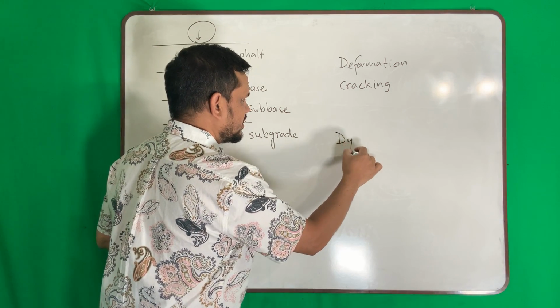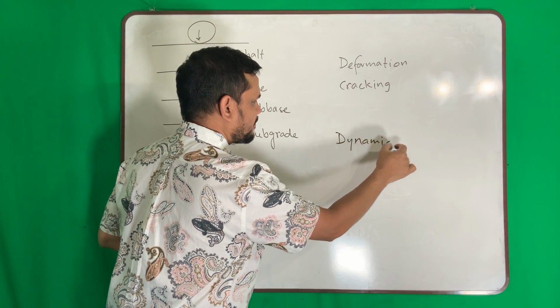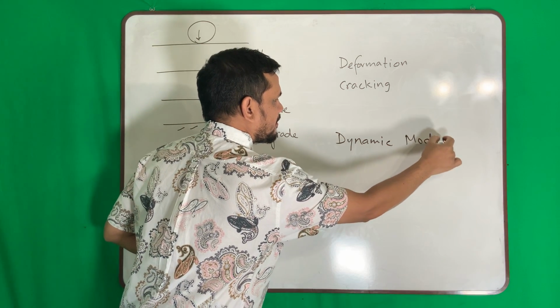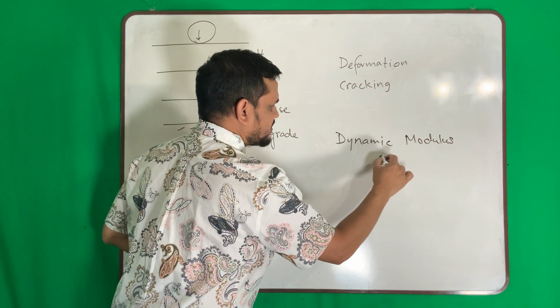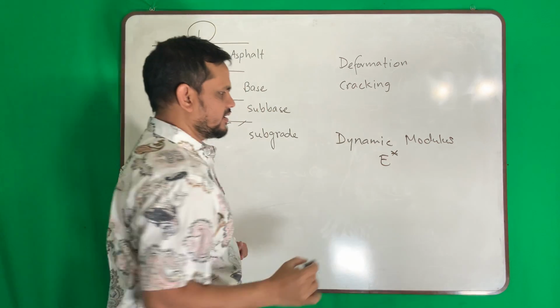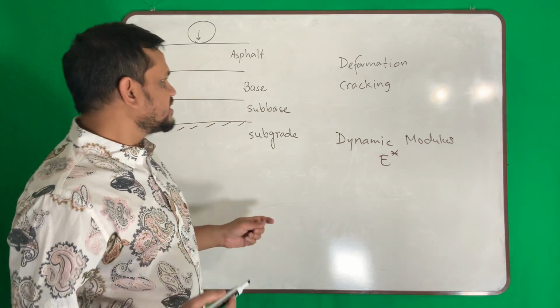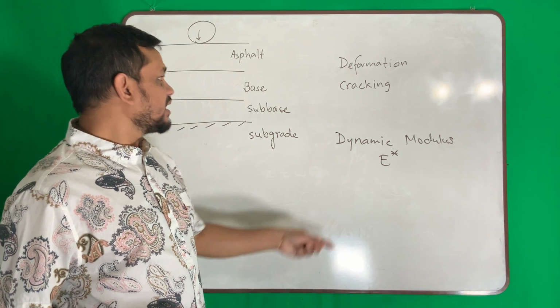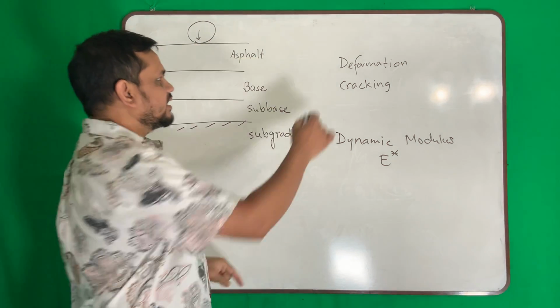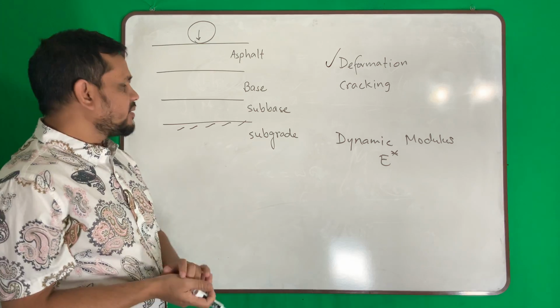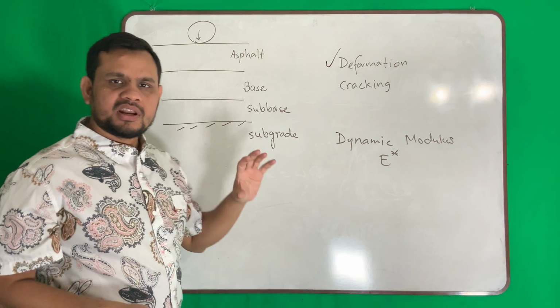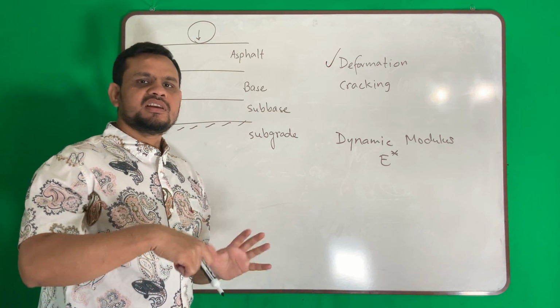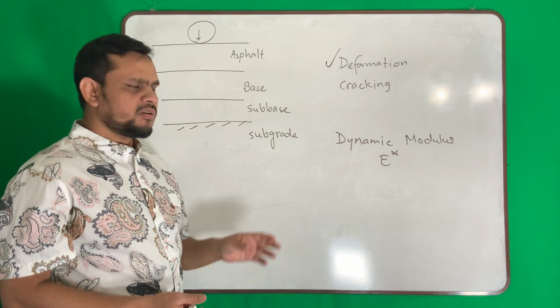What is that? Dynamic modulus. We express it by E star. So dynamic modulus, what is that? We will go there. But why do we need this? We need this to calculate the deformation in this layer, any kind of deformation in this layer, whether recoverable or irrecoverable, that is permanent, whatever.